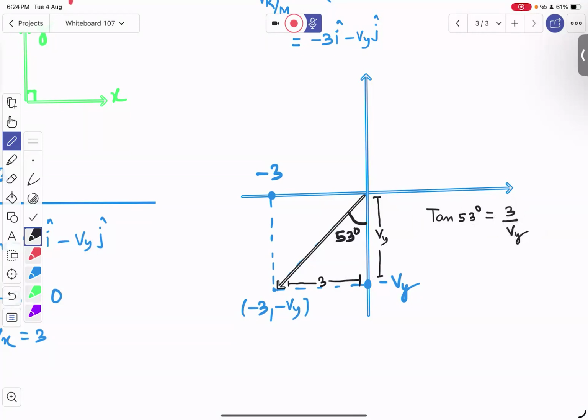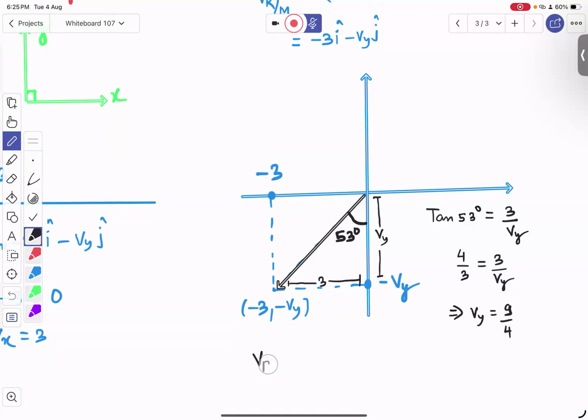And what is tan 53, man? Tan 53 is 4 by 3. So 4 by 3 is equal to 3 by Vy. So what is Vy going to be equal to? 9 by 4. So once I got Vy, it means I know the velocity vector, no?